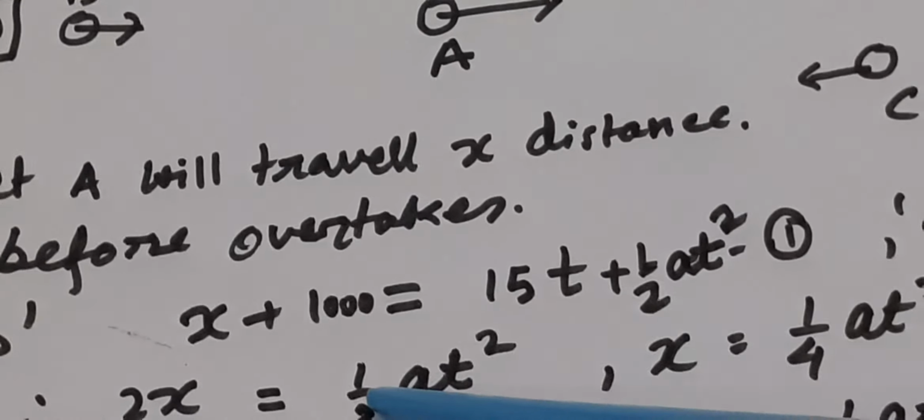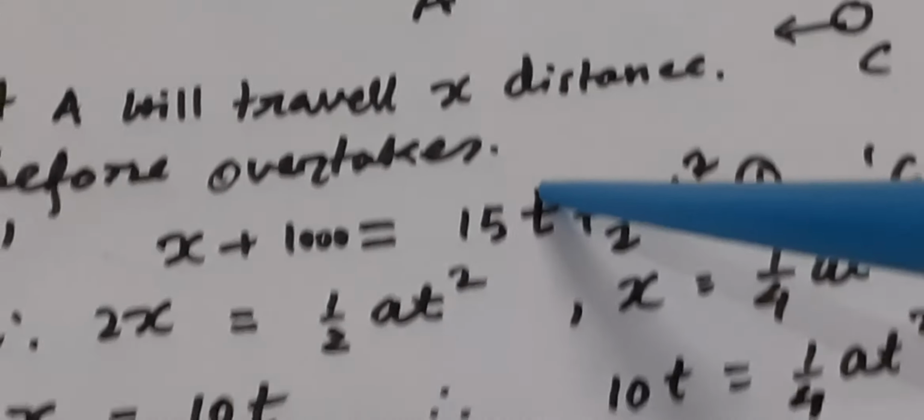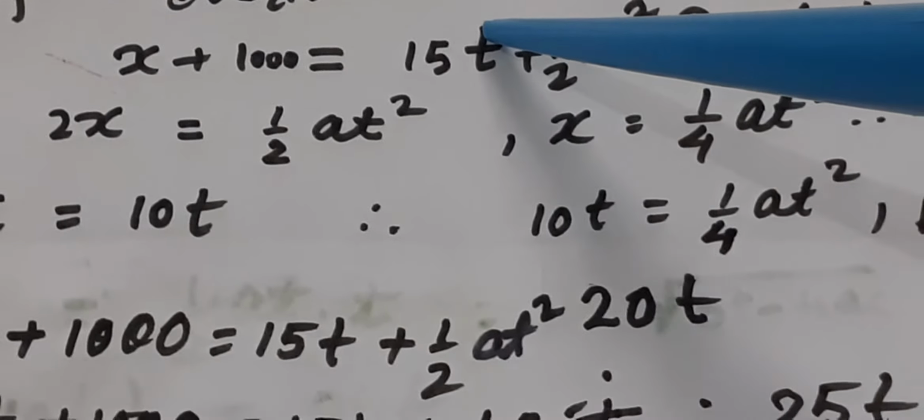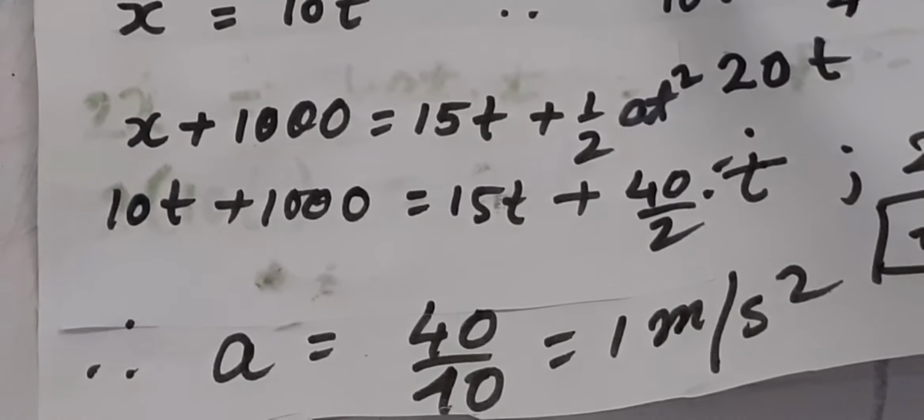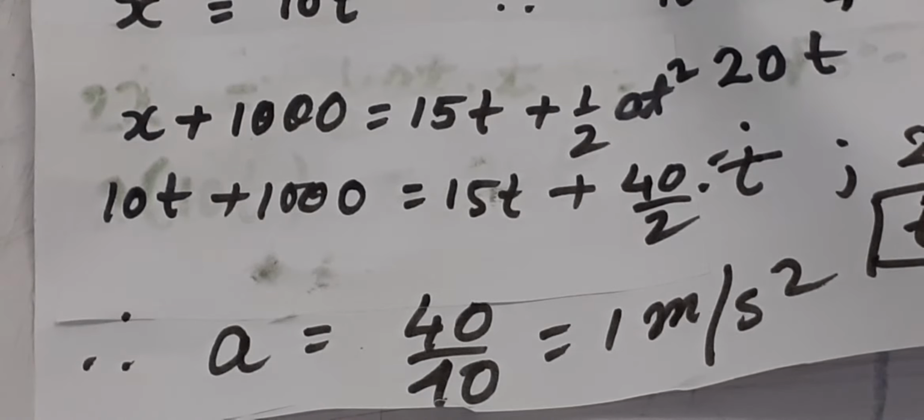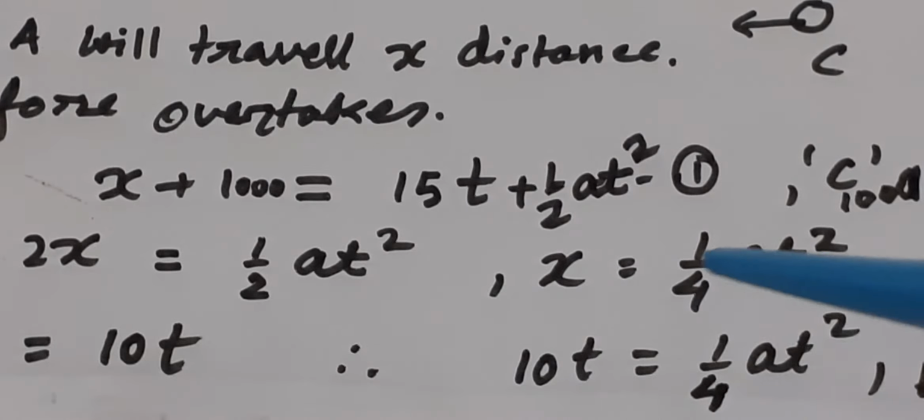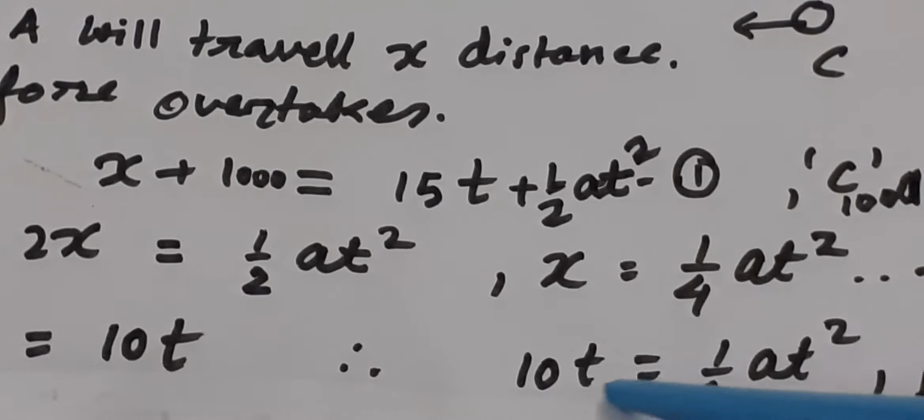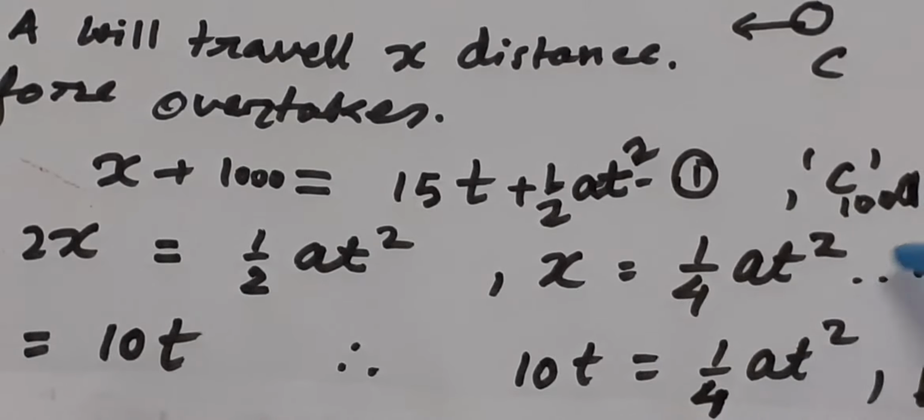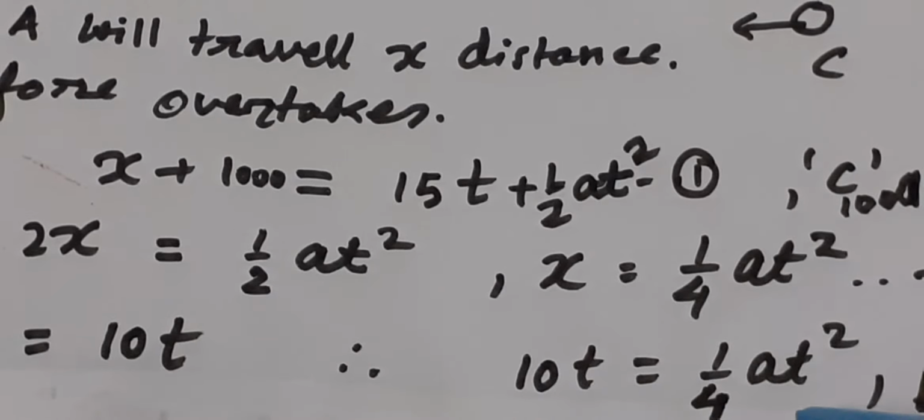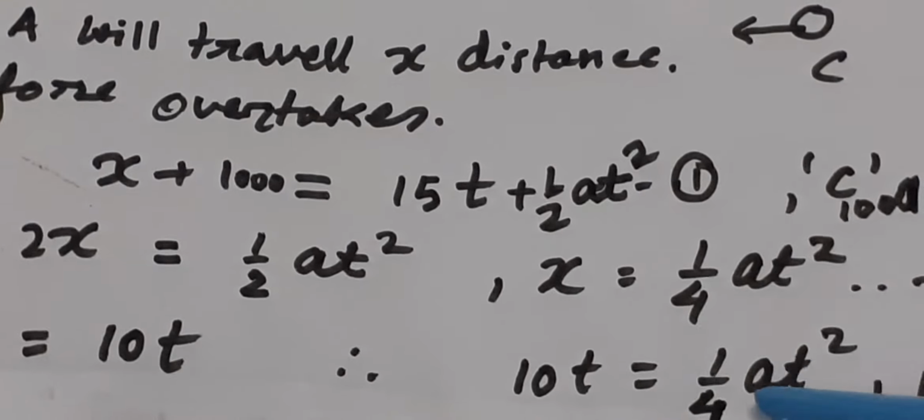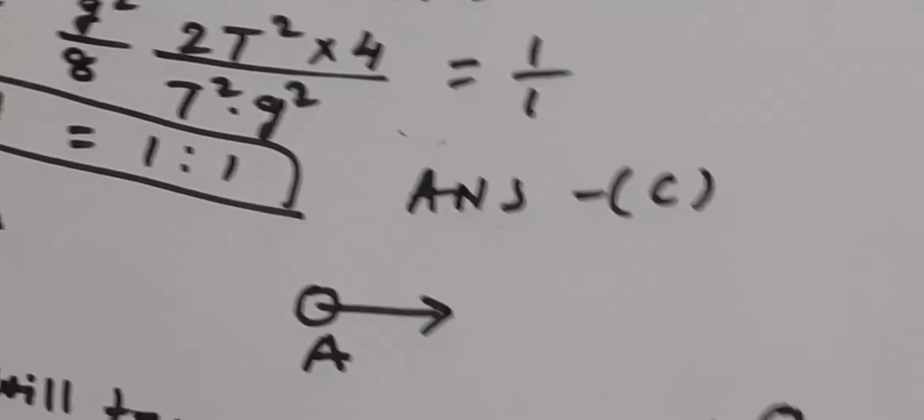Then we have to find the acceleration. Now time is known, and we need to get the acceleration. So the acceleration is 40 by 40, that is 1 meter per second square. You can substitute here also: 10 t equals 1 by 4 a t square, t cancels, and t we already got as 40, so a will come 1 meter per second square. That is the required acceleration to catch car A.